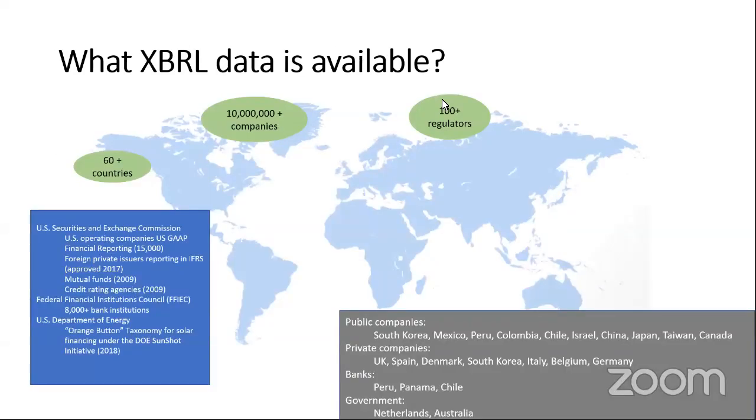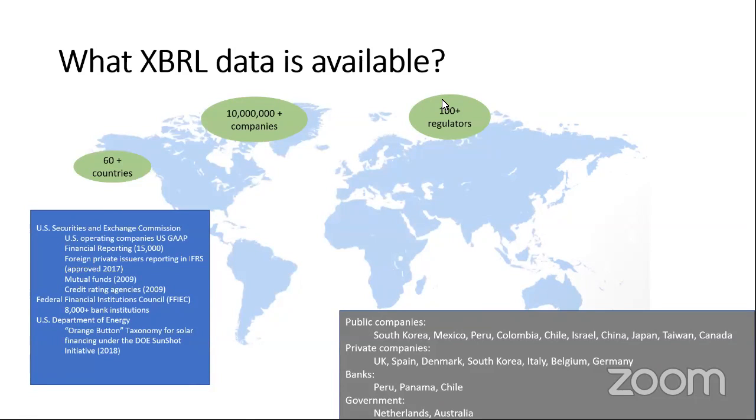But first, I'm going to talk a little bit about the type of data that is available today. When you think about XBRL, it's really a global standard. It's maintained by XBRL International, which is a global standards organization. And it's used today in over 60 countries around the world by over 10 million companies. And it's been adopted by over 100 regulators on a global basis. So it's really very widespread. And so there's a wealth of data out there that's available, frankly, for anyone to use.